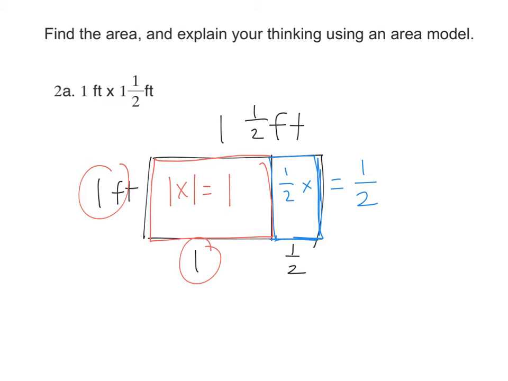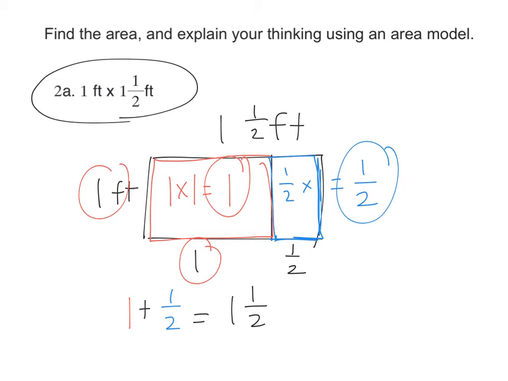So my partial products are 1 and 1/2. So if I add my partial products, 1 plus 1/2, I get a total area of 1.5. And what would my units be in this case? Thank you. So my answer would be 1.5 square feet.